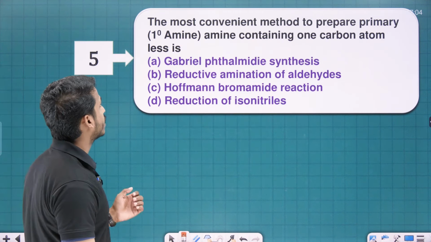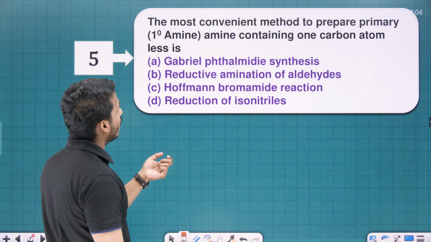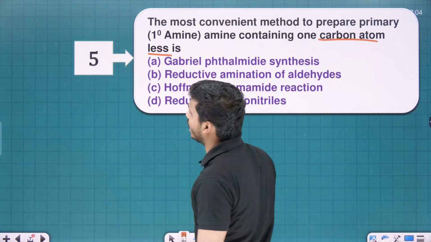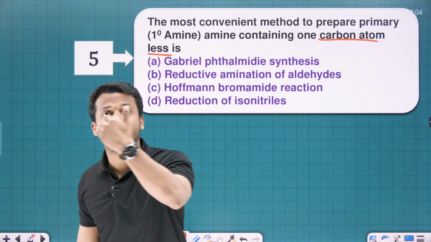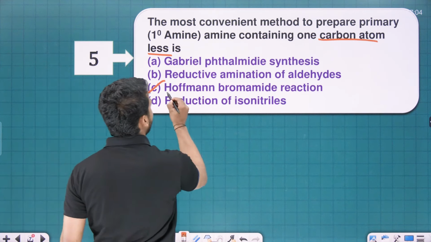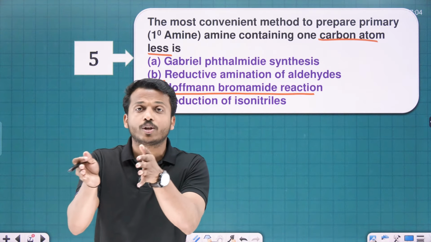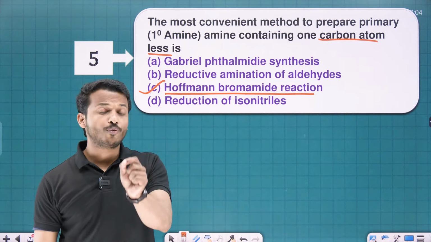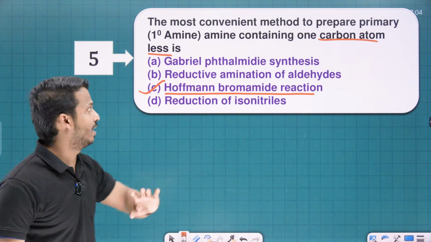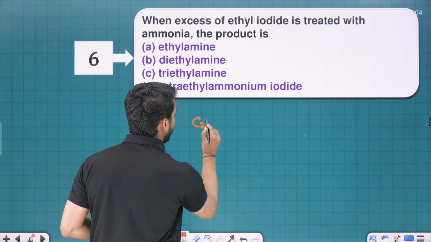Next one. The most convenient method to prepare a primary amine containing 1 carbon atom less. This is the only chapter where we study how to get an amine with 1 carbon less. That is the Hofmann bromamide degradation reaction. Through the Hofmann reaction, from an amide we get an amine with 1 carbon less. So if you want to reduce 1 carbon in the product amine, the reaction is Hofmann bromamide degradation.